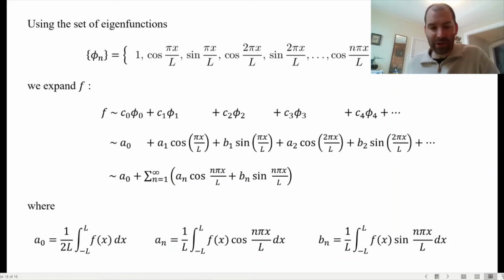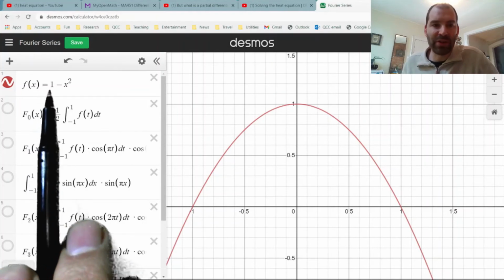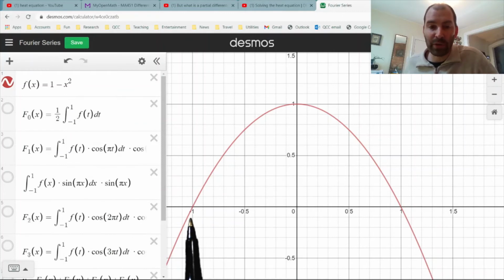Okay, so now I want to take a look at an example where we look at a specific f and see what happens. Here's the function I've chosen. I've chosen the function 1 minus x squared, and we're going to do this on the interval -1 to 1. So L is just equal to 1 in this situation.